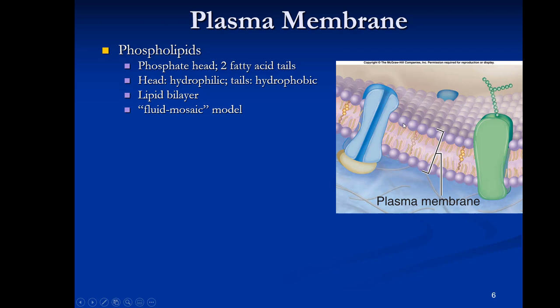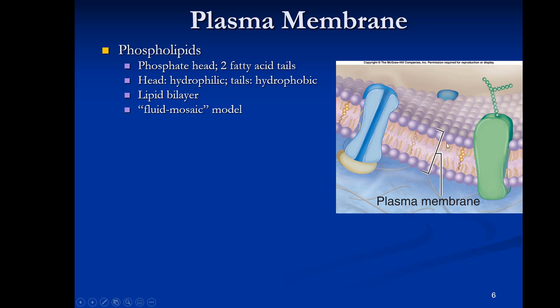So the head is classified as being hydrophilic, which means that it loves water. The tails are hydrophobic, which means they don't like water. They want to get away from water. And so what happens here is, due to that, you get fluid on both sides of the cell. So let's say this is outside the cell, this is inside the cell. There's fluid here, there's fluid here. So the heads kind of orient themselves towards the fluid, and the tails go towards each other in the middle. And that gives us the formation of this lipid bilayer.